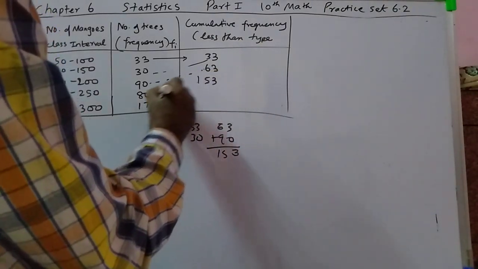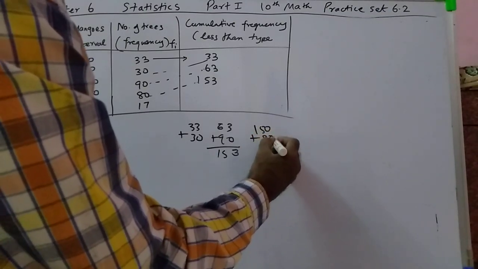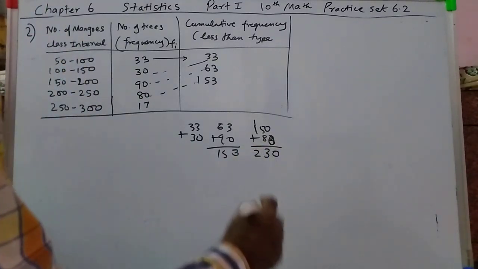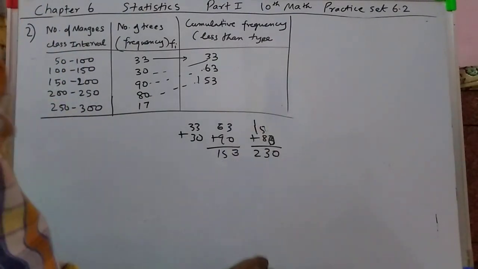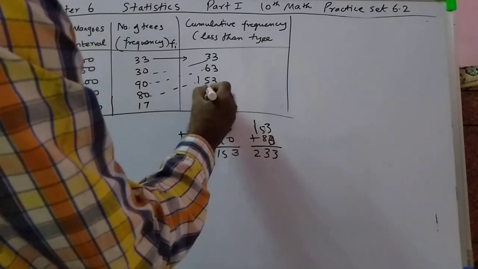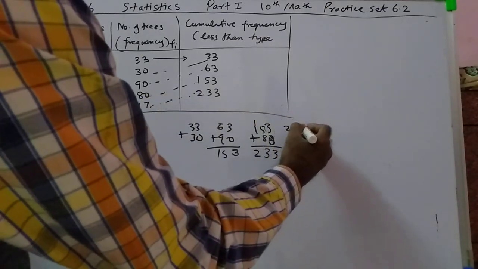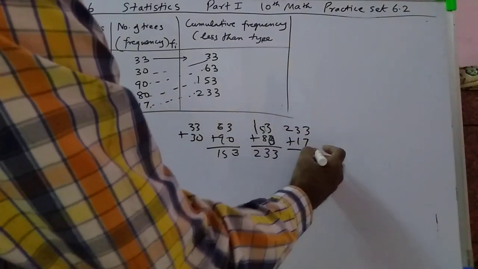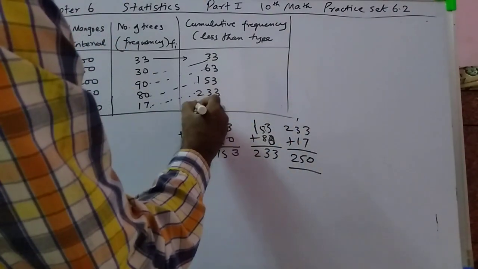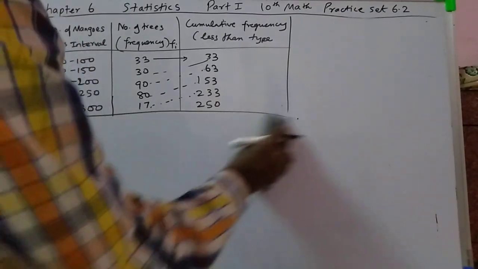Now take 153 and 80. 153 plus 80 will become 233. So that is 233. Now 233 plus 17 will become 250. Okay, so it will become 250. So this is the way you have to calculate.